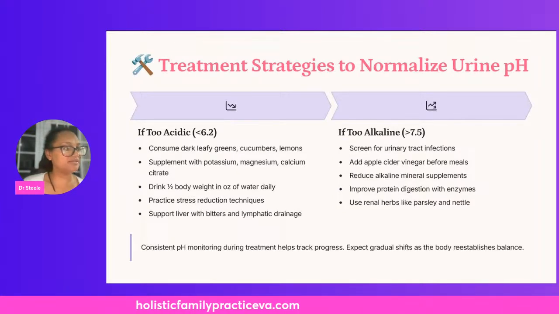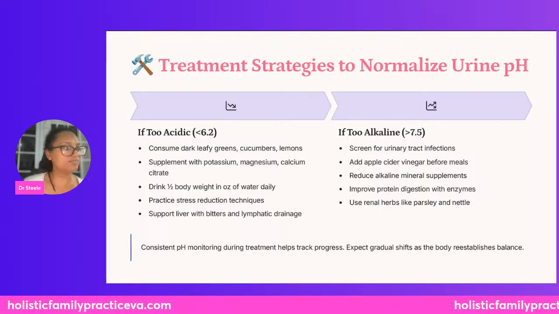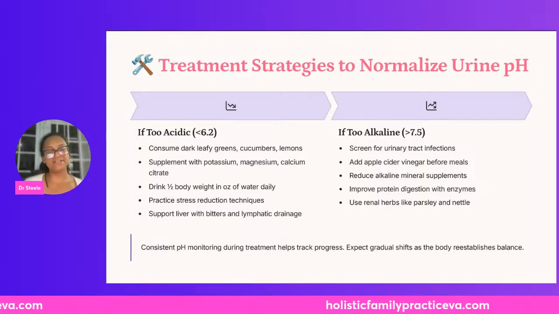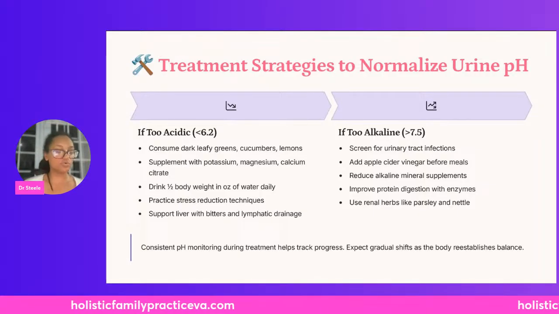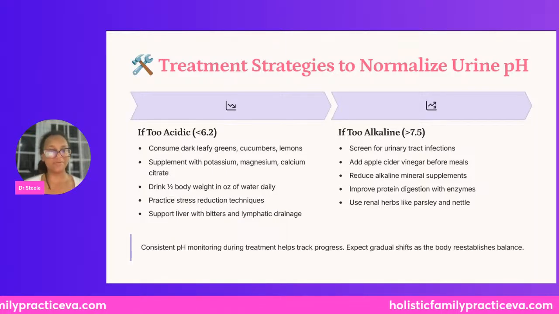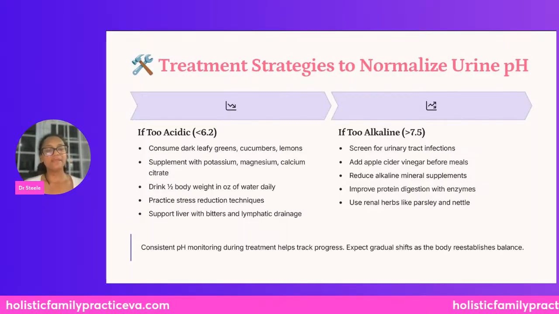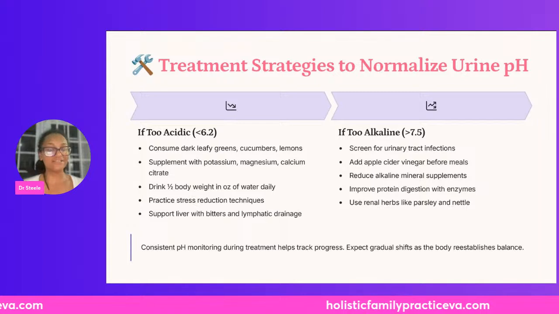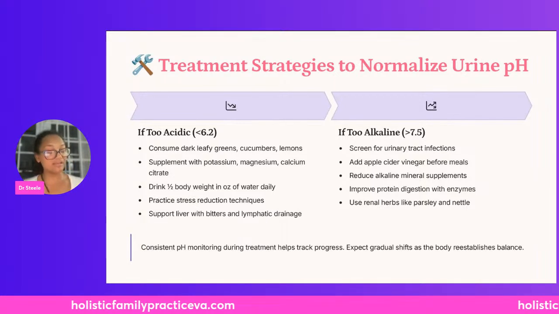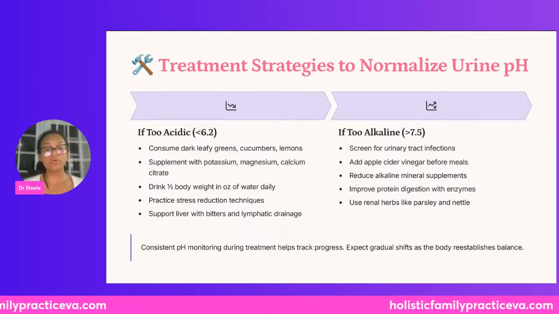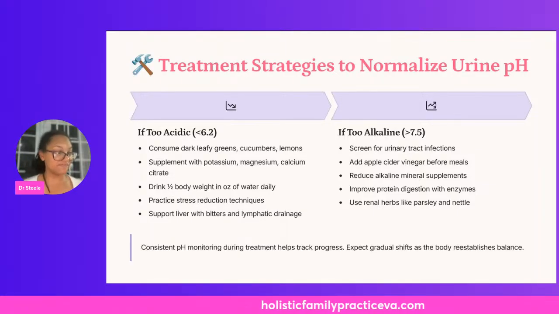So now we'll look at treatment. Treatment strategies. If the urinary pH is too acidic, you're going to consume more dark leafy greens, cucumbers, lemon, those have a lot of hydration plus alkalinity. You can supplement with a mineral supplement: potassium, magnesium, calcium citrate. Drink half your body weight in ounces of water daily, full stop. Practice stress reduction techniques such as deep breathing, relaxation. Support liver with digestive bitters, and of course, lymphatic drainage like your dry brushing.